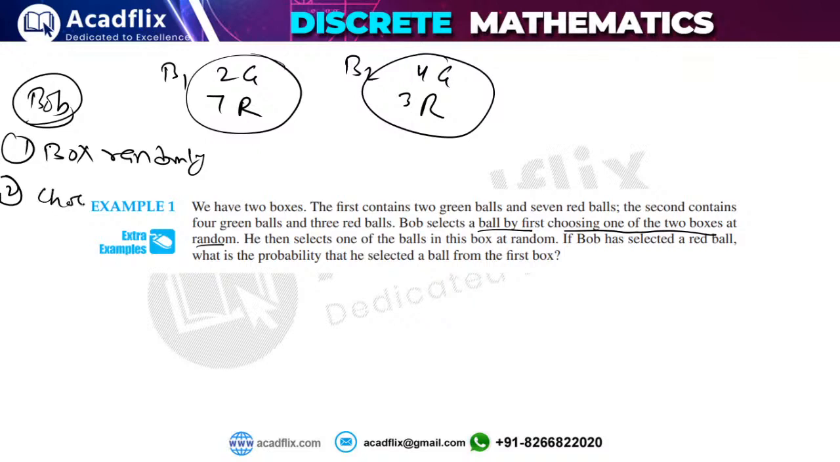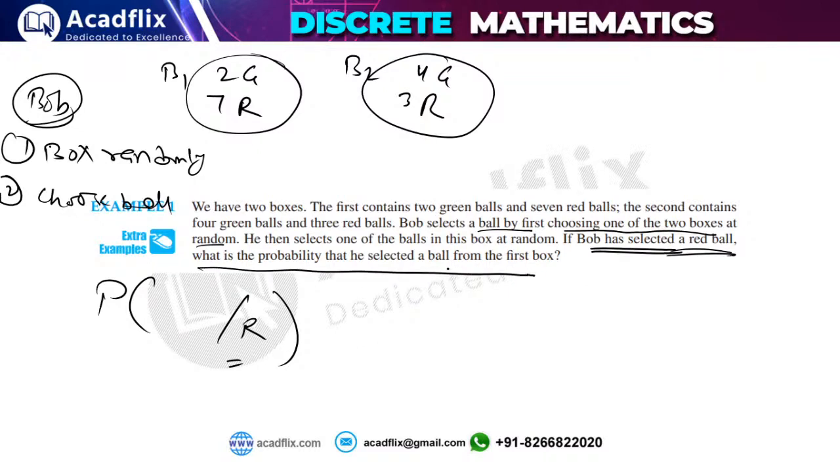Now the question is saying that the ball that he has selected is a red ball. This is the given information. What is the probability that he has selected a ball from the first box? So basically the question is asking: what is the probability that he has selected this red ball from box 1, given that he has selected a red ball? This is the question.